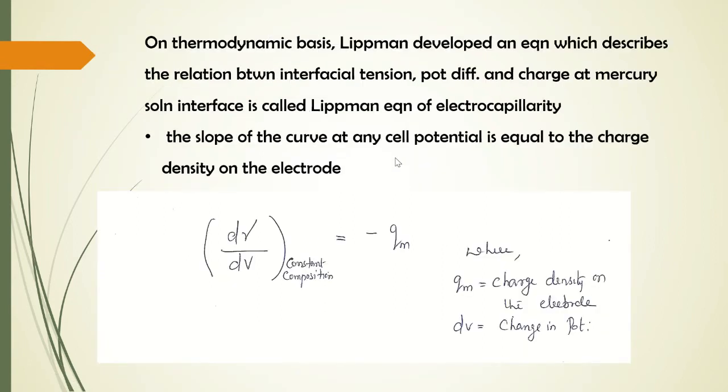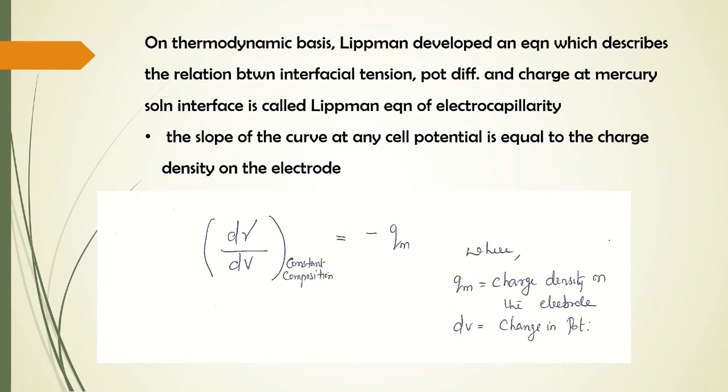That is, you can see that d gamma versus dV, the change in potential at a constant composition, is equal to minus Qm, where Qm is the charge density on the electrode and dV is the change in potential. So this is known as Lippmann's equation of electrocapillary. So it is clear that the slope of the electrocapillary curve at any cell potential will be equal to the charge density on the electrode.